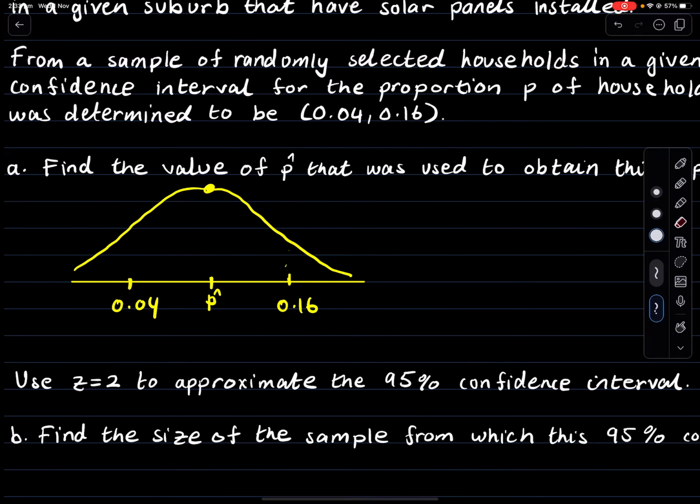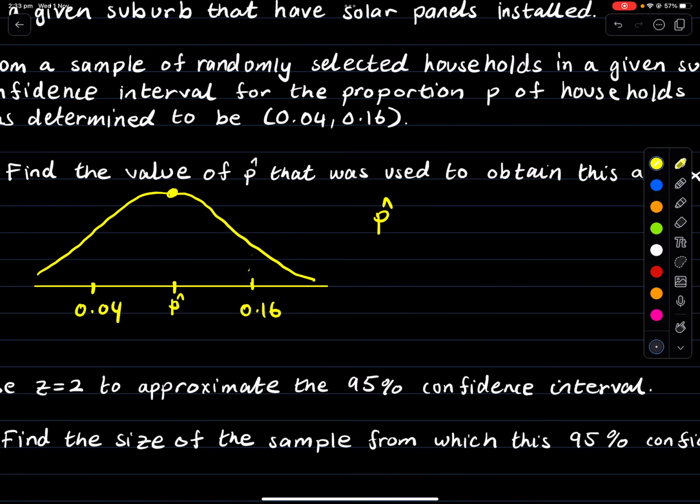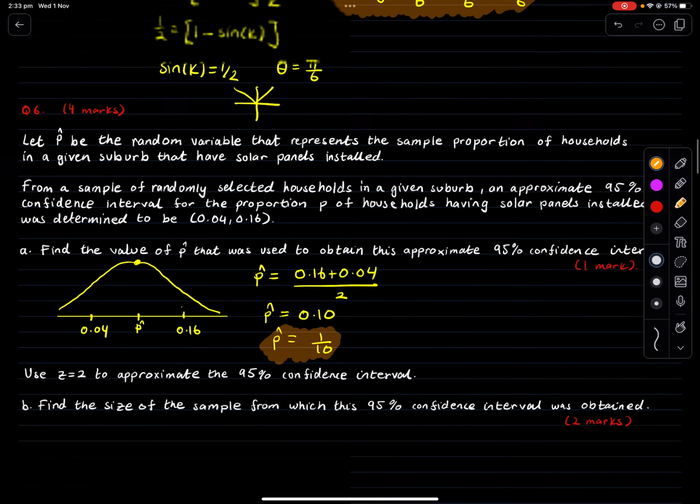So if I wanted to find p hat, because we know they are equal length, it's just the addition of these two, dividing them by 2 will give you p hat, the middle value. So p hat is just 0.16 plus 0.04 over 2. So your p hat is 0.10, or just 1 on 10. Very nice. That was 1 mark, nice and easy.